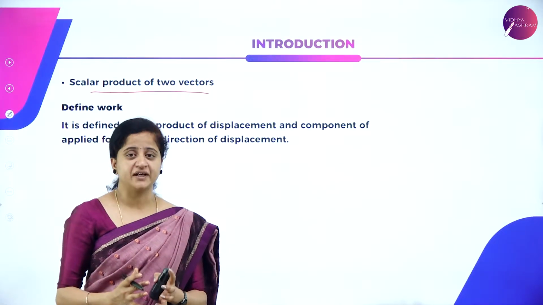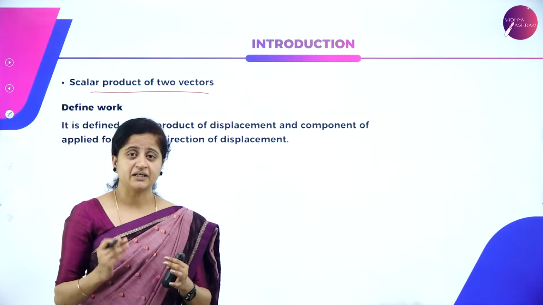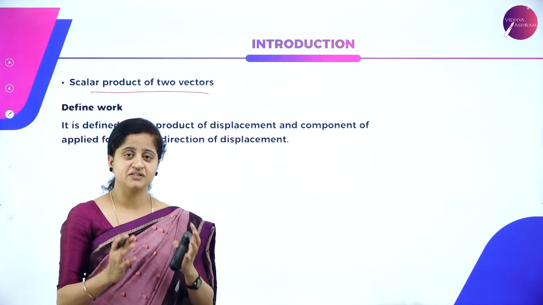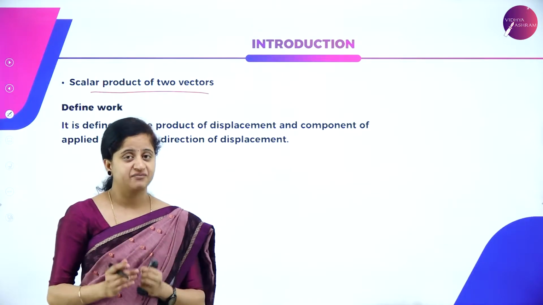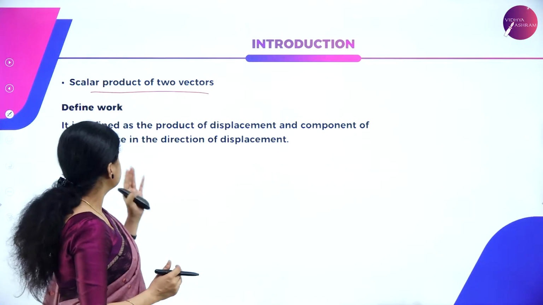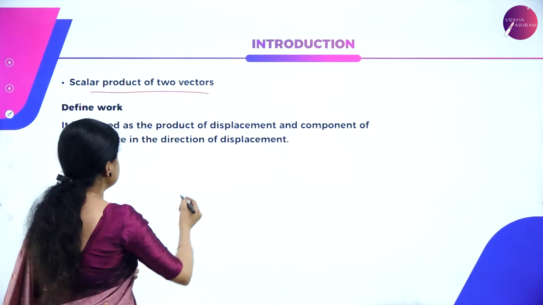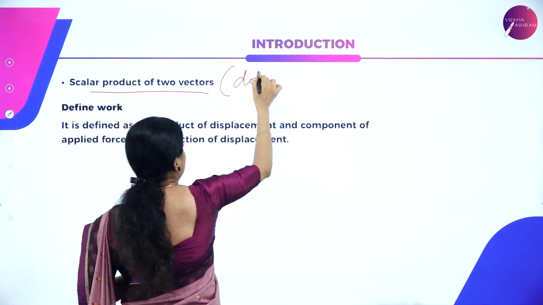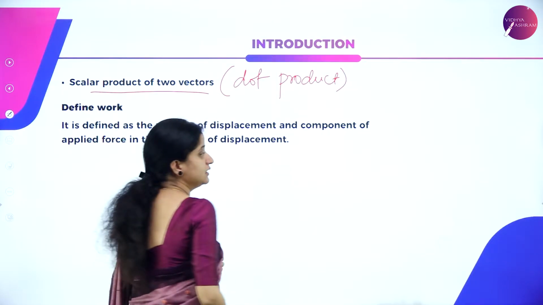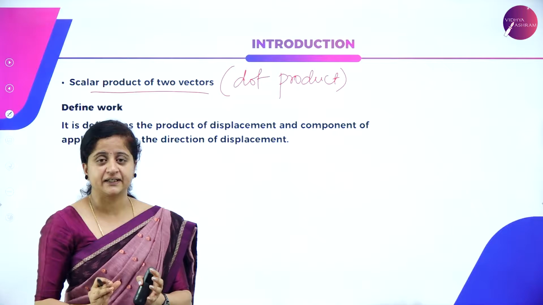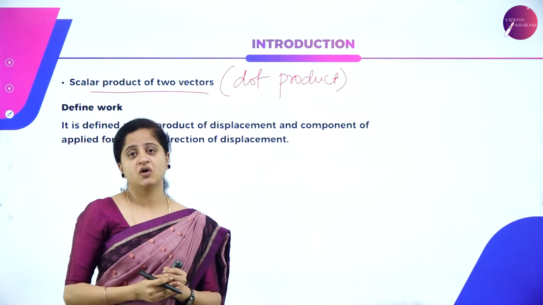So how to define the scalar product of two vectors? What is a vector? A vector is any physical quantity which has both magnitude and direction. We will call it a vector. So here, let us now know about the basic definition of the scalar product of two vectors. It is also called the dot product. So how to define this dot product? The product of two vectors can be calculated as a dot product as well as a cross product.